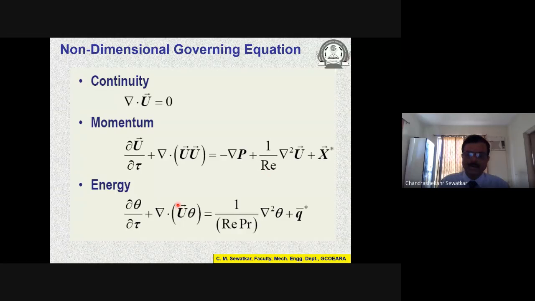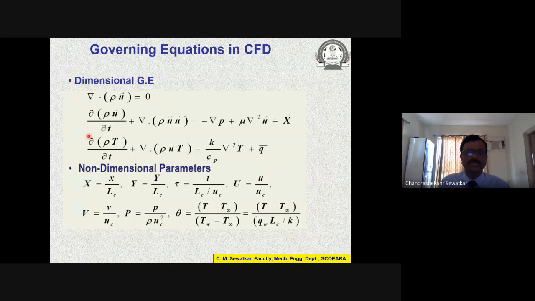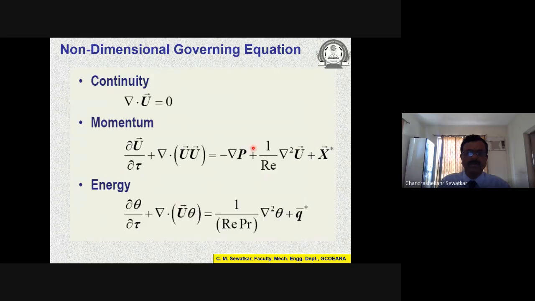Similarly, if I non-dimensionalize the energy equation, what I obtain is a non-dimensional energy equation. If you look at this non-dimensional equation, it is usually governed by the Reynolds number into the Prandtl number. So the Reynolds number and the Prandtl number are the numbers which govern the energy equation. Energy flow, or for that matter heat transfer, is governed by the Reynolds number and the Prandtl number.